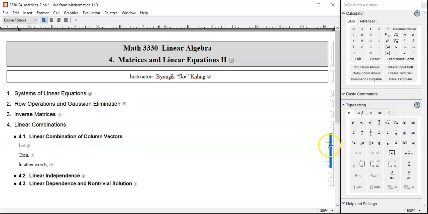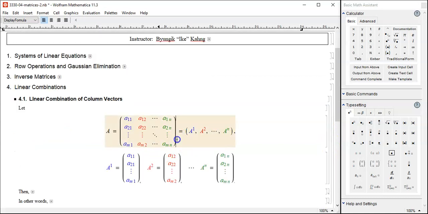Let's begin with a matrix A, an m by n matrix, and let's consider its column vectors, capital A1, capital A2, all the way to capital AN respectively. And please note that I use color coding so that you can see things better.